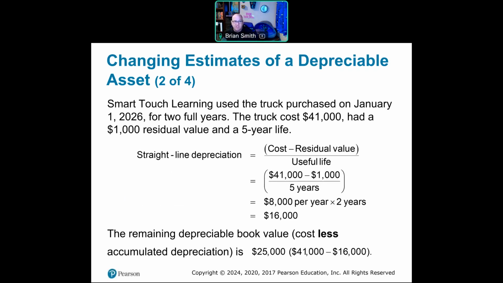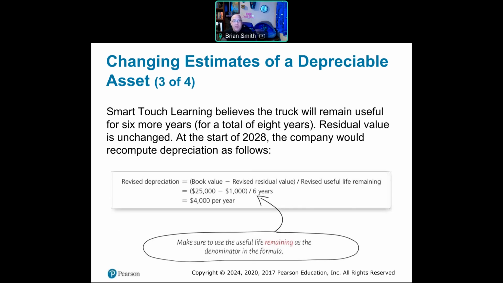So let's say we have this situation. We calculated 2 full years. But then, what's the change in this? Purchase on January for 2 years, truck costs $41,000 with a 5-year life. Boom. Okay, so we're at $16,000 there. Remaining feasibility is 25,000. But now we believe that the useful life is 6 more years, for a total of 8 years. And initially we said 5 years.